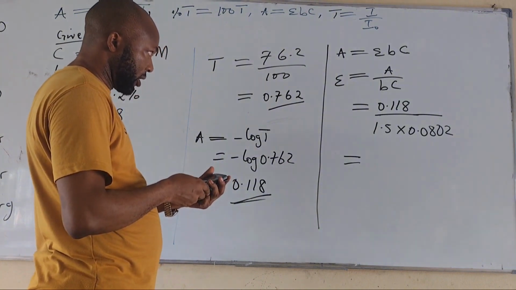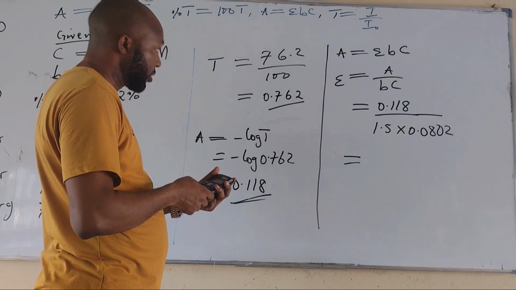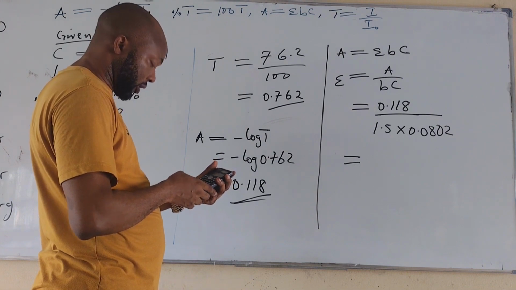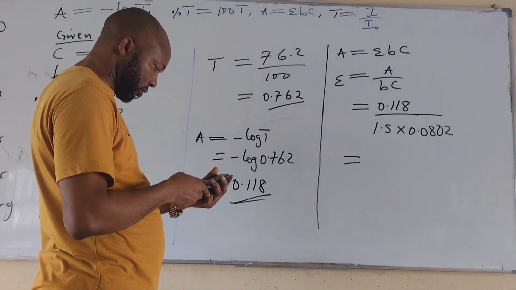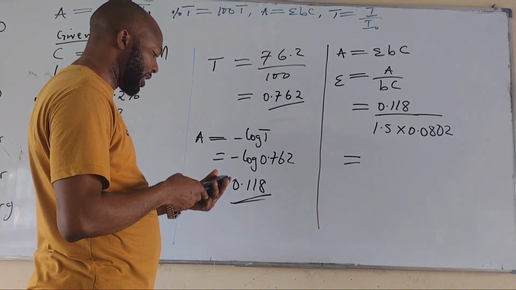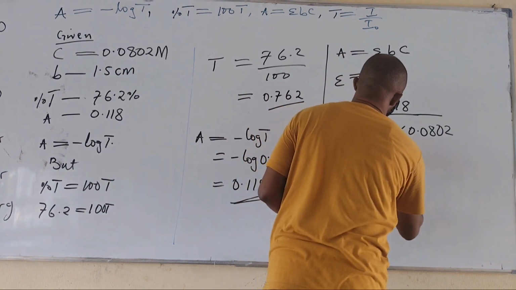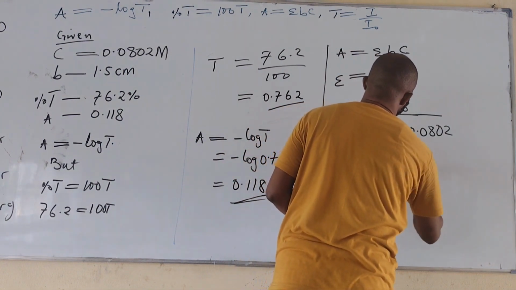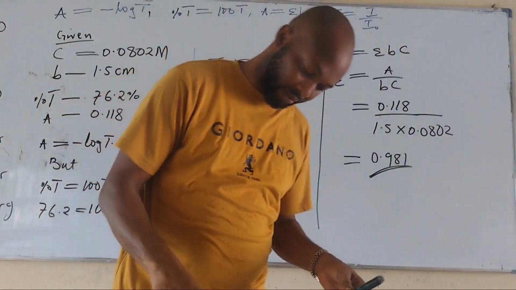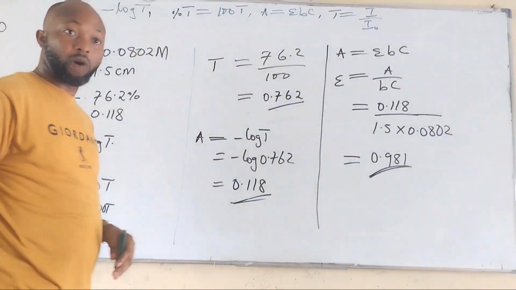And this is equals to 0.118 divided by 1.5 times 0.0802. That's equal to 0.981. That is our molar absorptivity. Let's take some more questions.